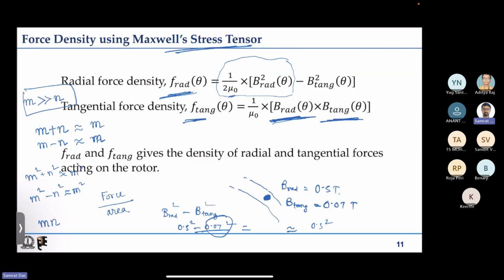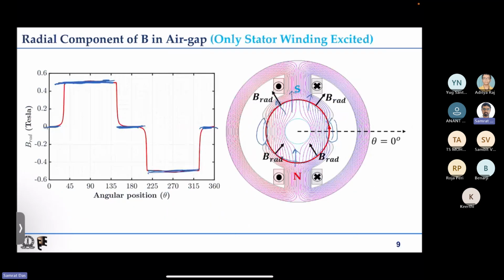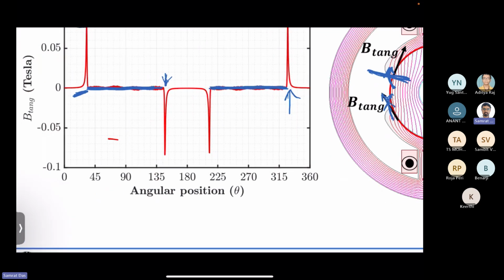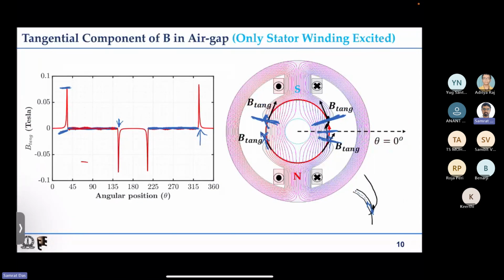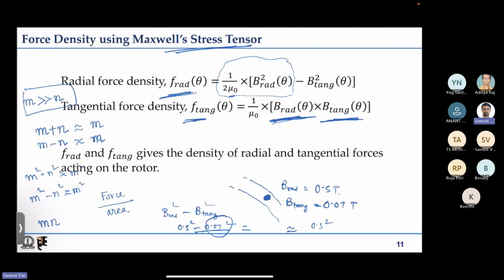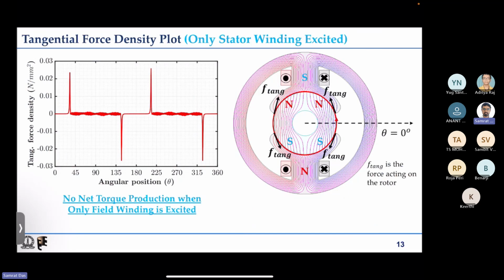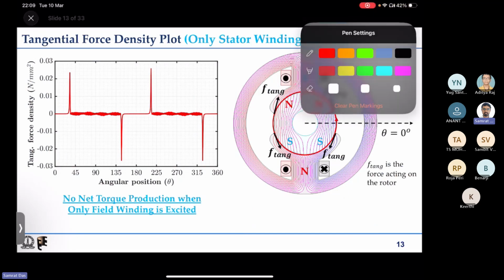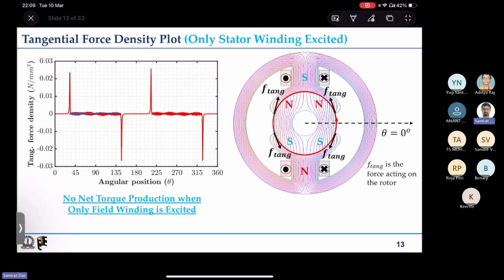If that is done, what does that tell you? So the tangential flux density is 0 under the pole. So no matter what is the radial component of flux density, the tangential force under the pole will have to be 0. That is why the tangential force under the pole, that is this portion under the upper pole and under the bottom pole, is 0. But there are some tangential force densities on the edges.